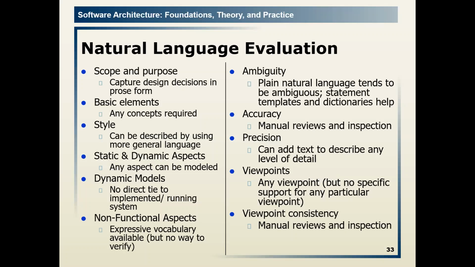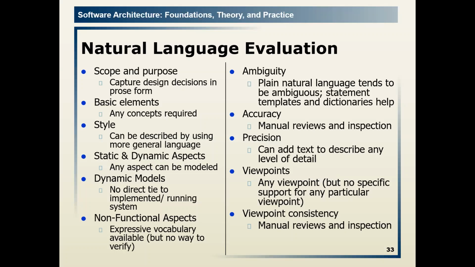Then the accuracy. You can check for the correctness manually, because it will take another human to really understand this natural language and to inspect. You cannot rely on the CASE tools. And the precision, whether you are doing it at the right level of description, you can add text to describe any level of detail. So it is unlimited precision. If you need the details, you can add the details here.